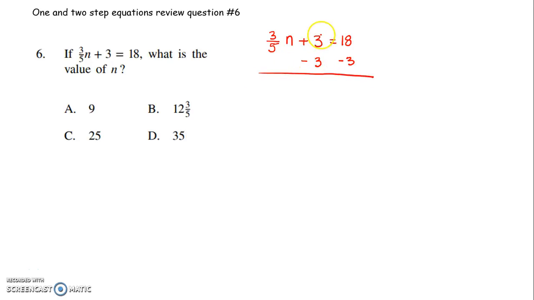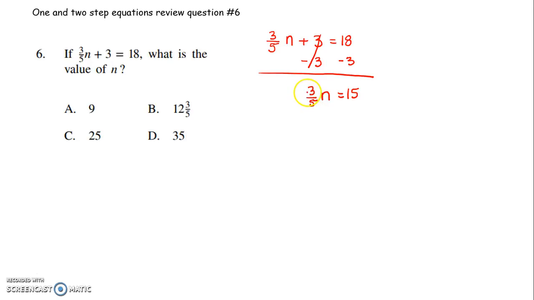3 minus 3, those zero out. You don't need to write that 0 in. What am I left with now on the left side? On the left side, I'm now left with 3/5 n equals, what's 18 minus 3? 18 minus 3 is 15. Now you're just back to a one-step equation. The reason you spent so much time on one-step equations is because by the end, the last step in any multi-step equation falls back to solving a one-step.